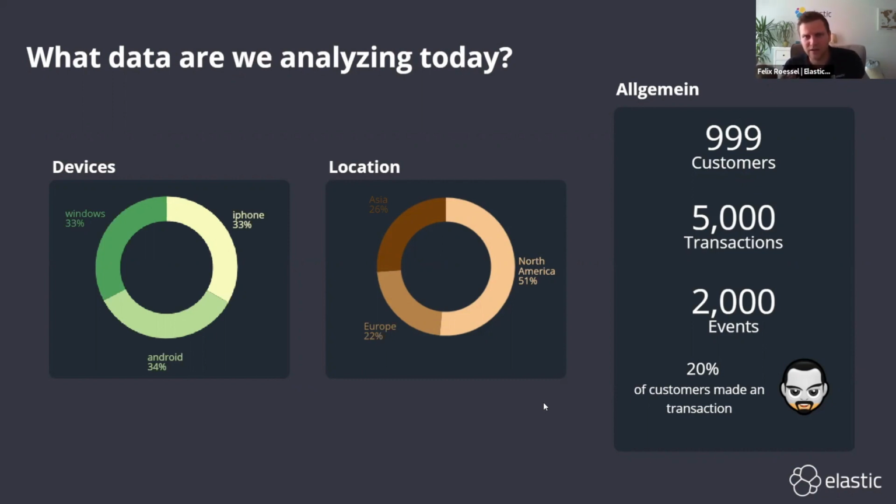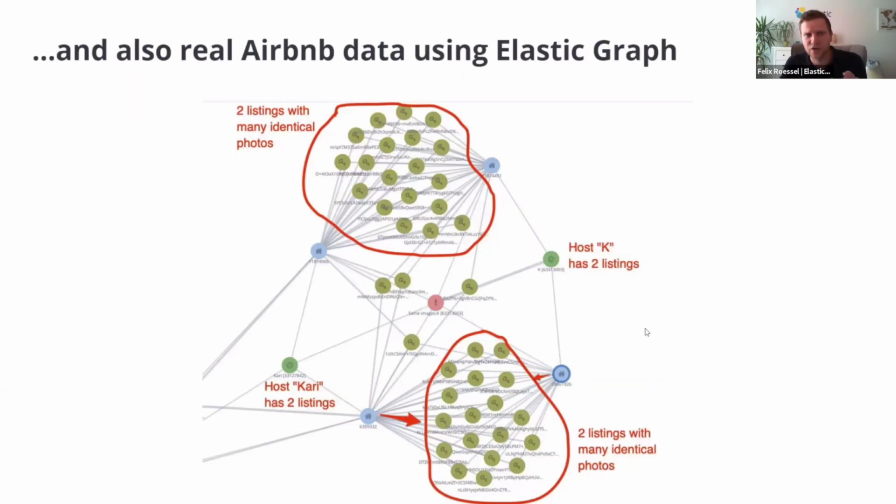And in the second part of the presentation, we will dive into real data, real Airbnb data, and we will see how to detect things like this. So we have in this case different hosts that have multiple listings, and these listings are sharing identical photos. So we will also talk about how to detect those things in real Airbnb data. Maybe some of you have seen my LinkedIn article about this talk, where I also showed some examples of how to do this.